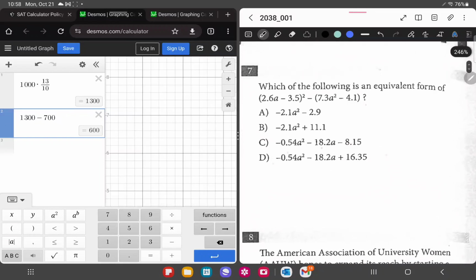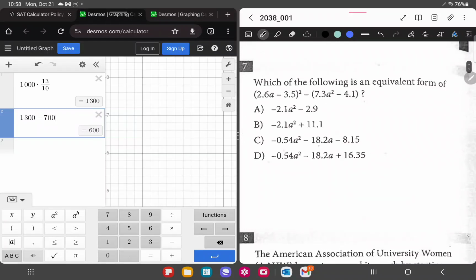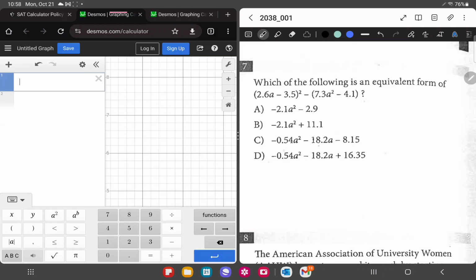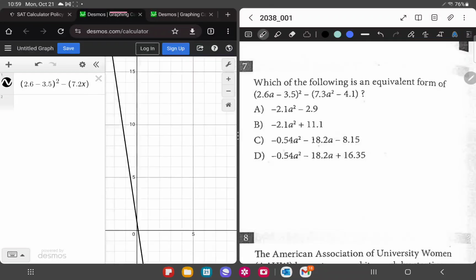Now the following one, there are two ways that you can do this problem, and there's no easy way to do it. What I would recommend is to just plug in the equation that you see there. That's the easiest way. So we're going to have 2.6 minus (3.5) squared minus (7.2). And then I'm forgetting the variables. For this one, I'm going to use the variable.